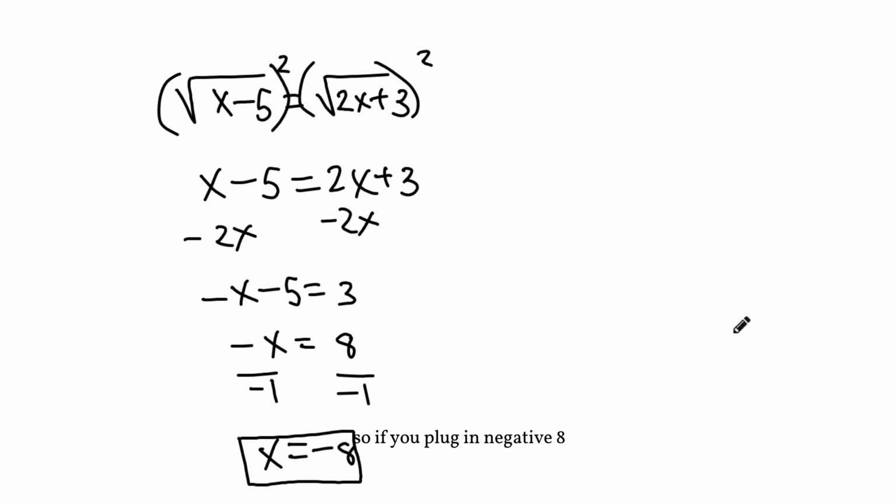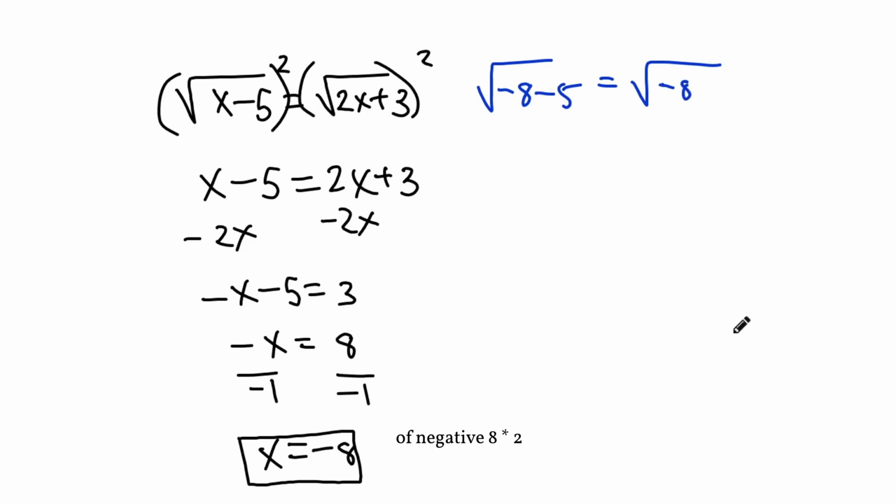So if we plug in negative 8 back into our original equation, we'll get negative 8 minus 5 equals the square root of negative 8 times 2 plus 3. Negative 8 minus 5 is negative 13.